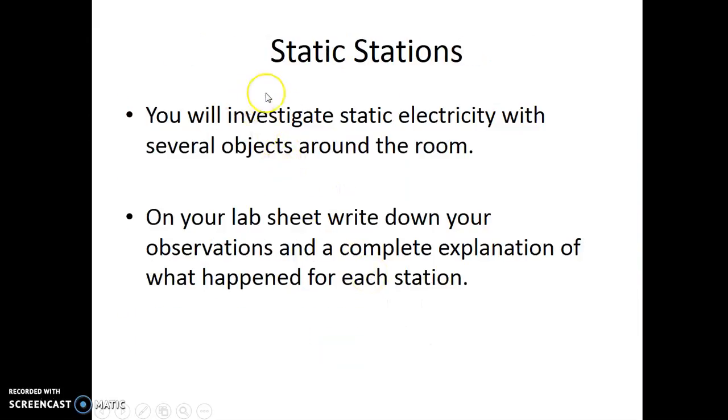Your other station you're going to do today is going to be static stations. You're going to investigate static electricity with several objects around the room. On your lab sheet, write down your observations and complete the explanation of what happened for each station. If you haven't done this already, this is going to be one of your stations. There's about 9 or 10 stations, and that's what you'll do today.